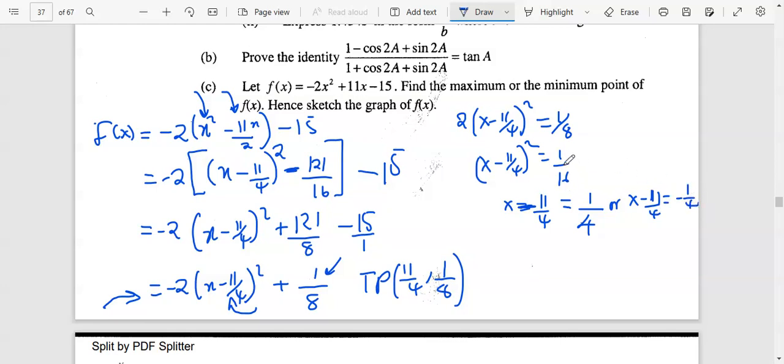Like if you square root 1 over 16, square root of 1 is 1. Square root of 16 is 4. Now it can either be positive or negative. I'll take the 11 to the other side, so x is going to be equal to positive 11 over 4 plus 1 over 4. Yes?